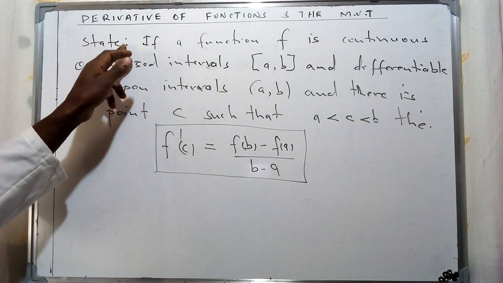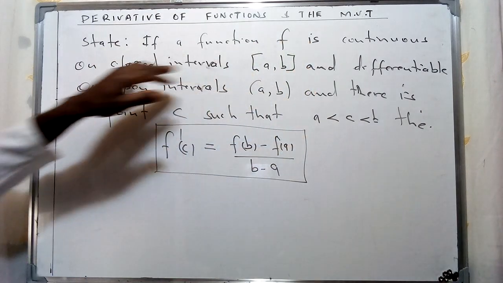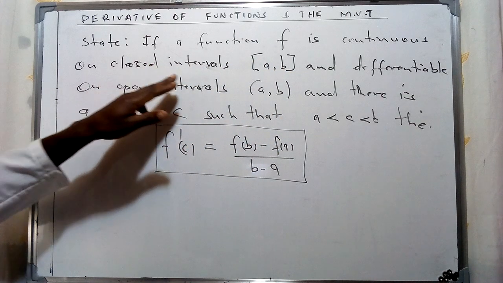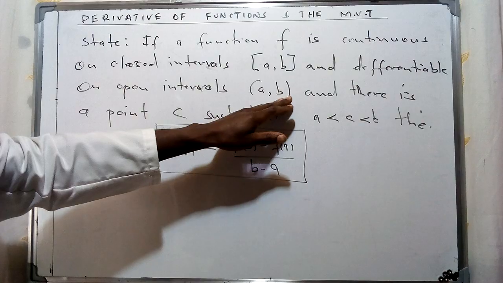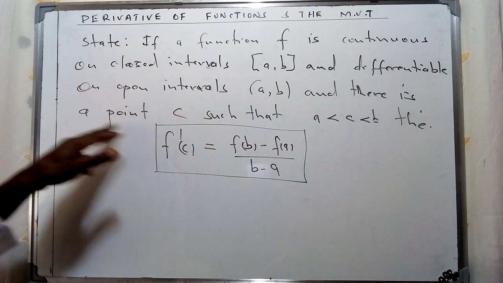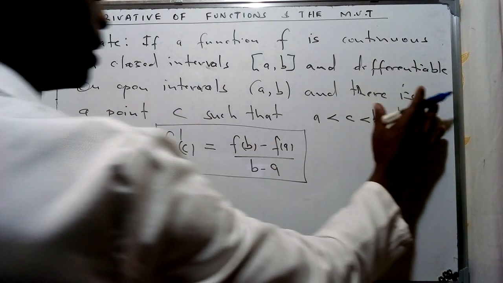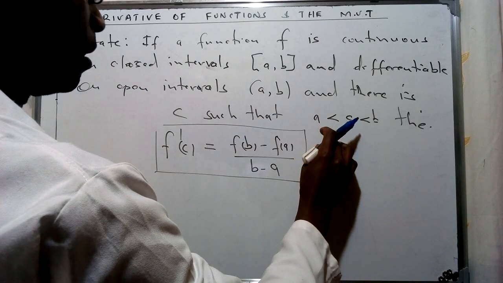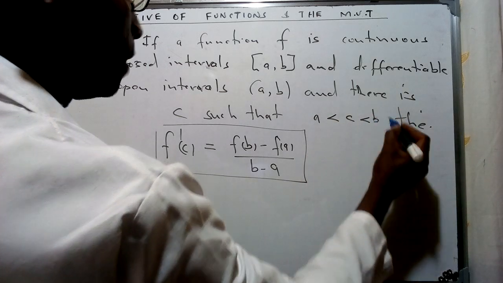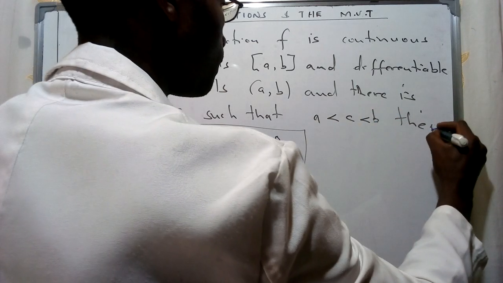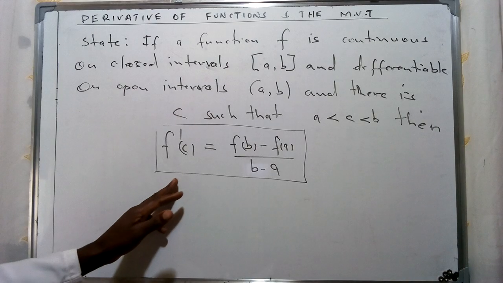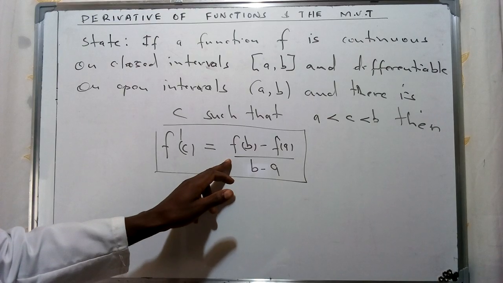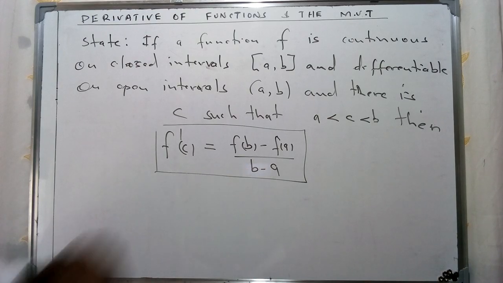which states that if a function f is continuous on the closed interval [a, b] and differentiable on the open interval (a, b), then there's a point c such that this point c is located between a and b. Then we are going to have this description for the first derivative at this specific point c, given in terms of the change of this range of values between a and b.